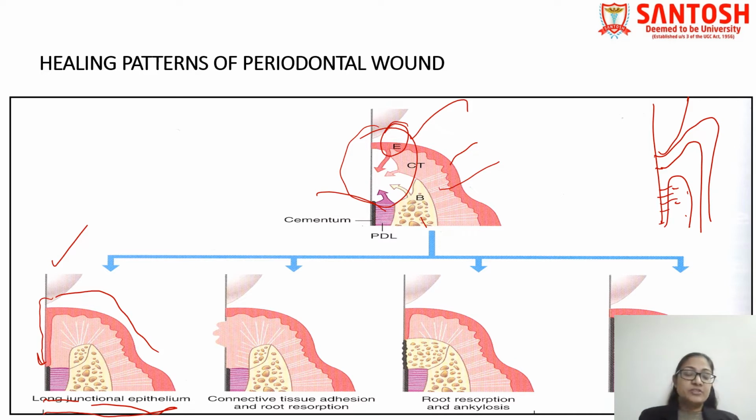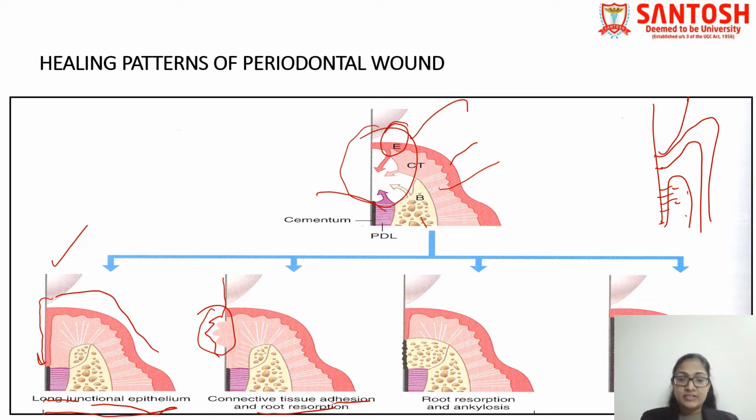Next is connective tissue. So when the connective tissue cells predominate the healing, right? Here it was epithelium. Here the connective tissue cells are predominating the healing. So when the connective tissue cells are predominating the healing, you're going to end up with connective tissue adhesion and root resorption. Right? You can appreciate here that this surface of the root is being resorbed and in fact it is being replaced by your connective tissue.